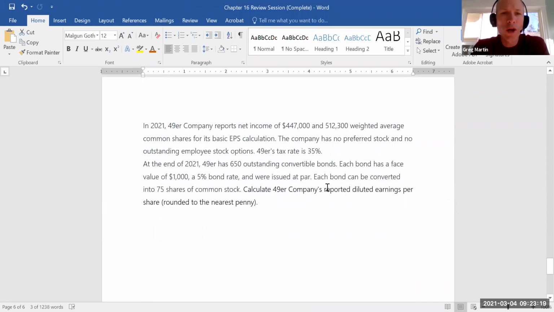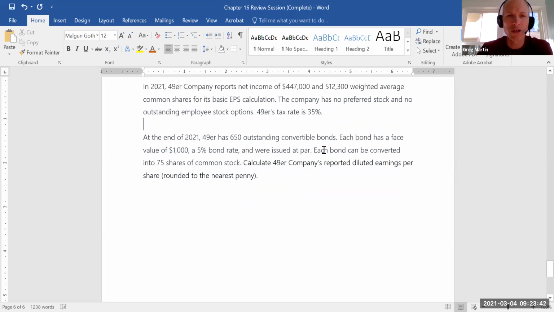In 2021, 49er Company reports net income of $447,000 and 512,300 weighted average common shares outstanding for its basic earnings per share calculation. The company has no preferred stock and no outstanding employee stock options. 49er's tax rate is 35%.